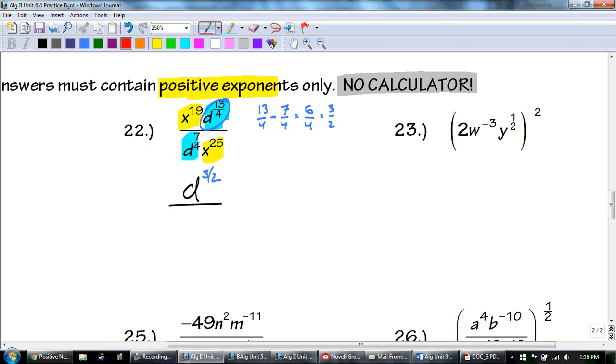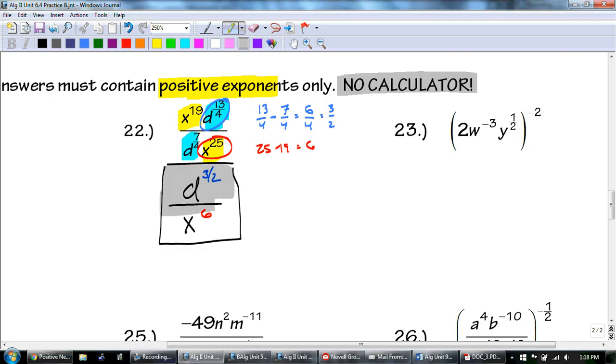On the bottom, the X's win. So 25 minus 19 is 6. So I have D to the 3 over 2, all divided by X to the 6th.